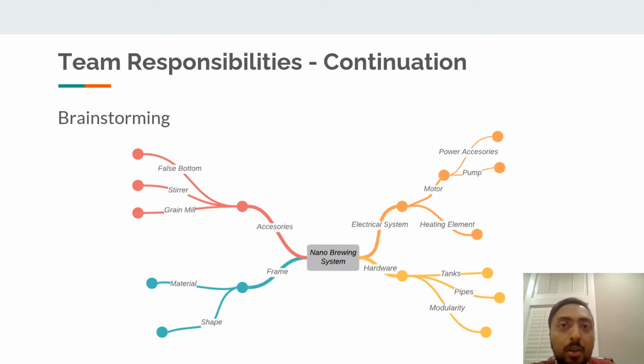So for the brainstorming, we looked at various components that are involved in a brewing system and implemented those components into concepts based on the constraints we were given. These include the hardware for the nano brewing system, such as the tanks and modularity, the electrical system, such as the heating elements and the pumps, and the accessories, in which we looked at concepts for the mixing element. And lastly, we determined the size and shape of the frame based on where it was located in the lab, as well as the materials that could be used that would be FDA approved.